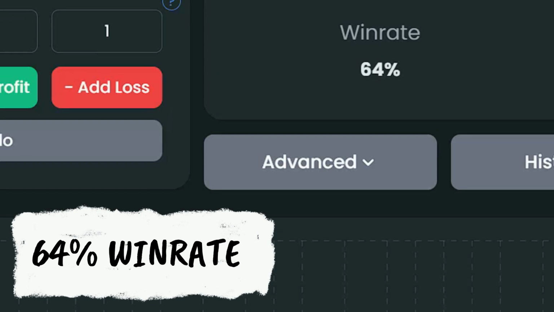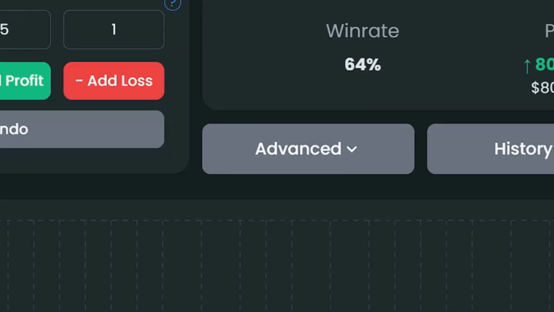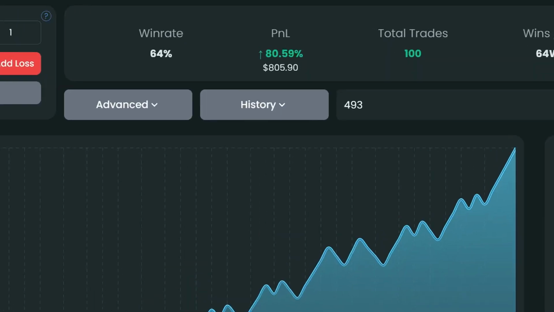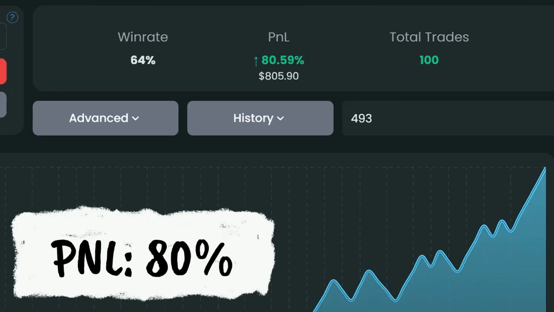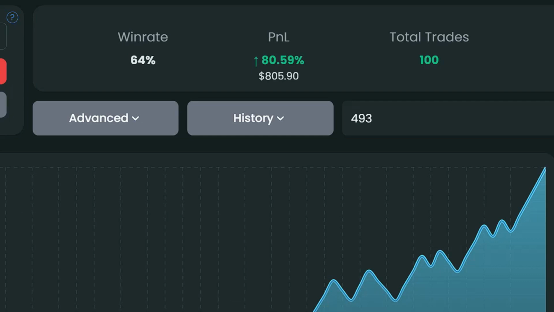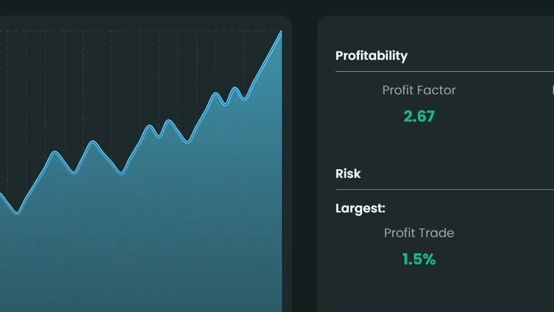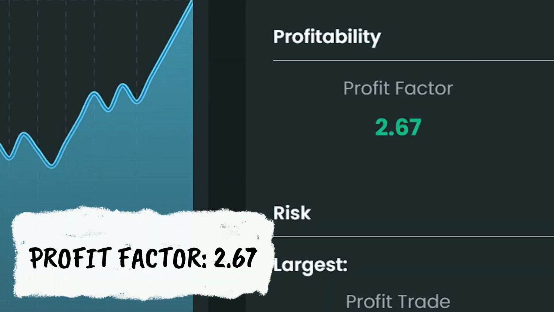But that's not all. We managed to score a massive 80% profit on the spot market without using any leverage, all within just 3 weeks. Impressive, right? Now let's talk about the profit factor, which helps us compare our profits to our losses. In this case, we're looking at a robust 2.67 profit factor, showing that our strategy is doing an excellent job of keeping profits high and losses low.